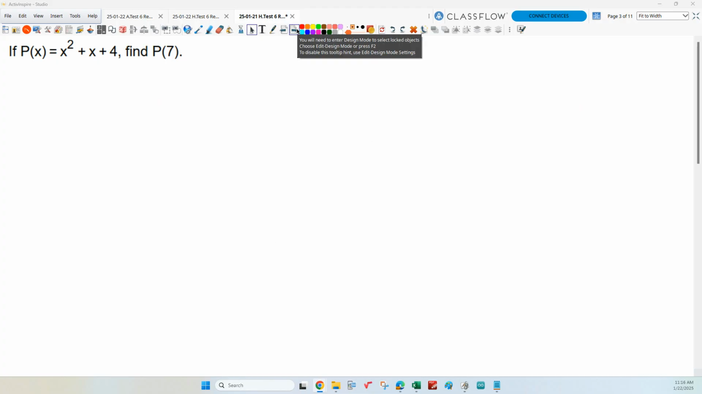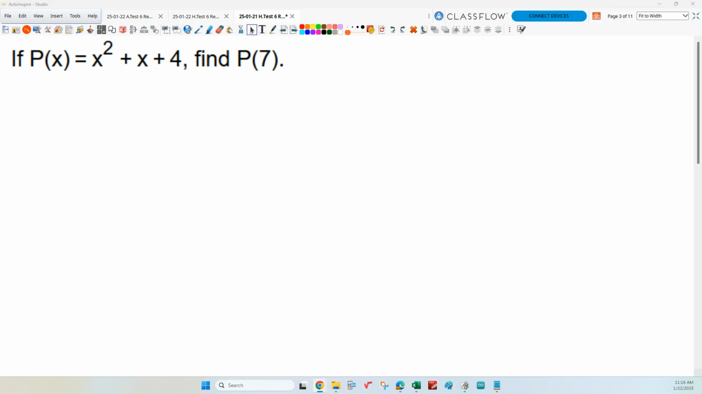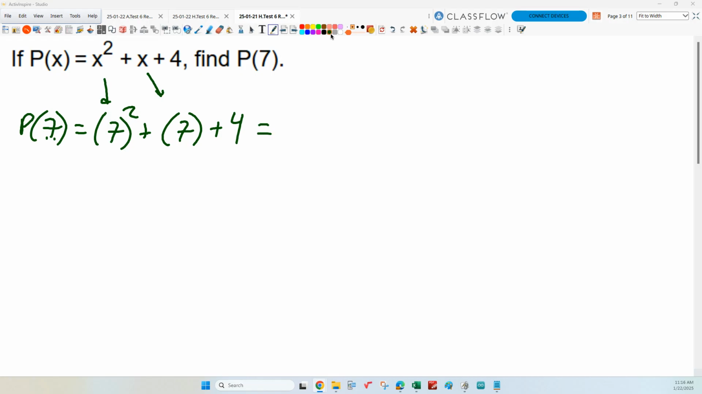Okay, this is really kind of a freebie, isn't it? What are we doing here? Yeah, I'm just evaluating the function at 7. So P of 7 is just going to equal 7 squared plus 7 plus 4. Well, that's 49 plus 11. What's that? 60. Okay, no big deal.